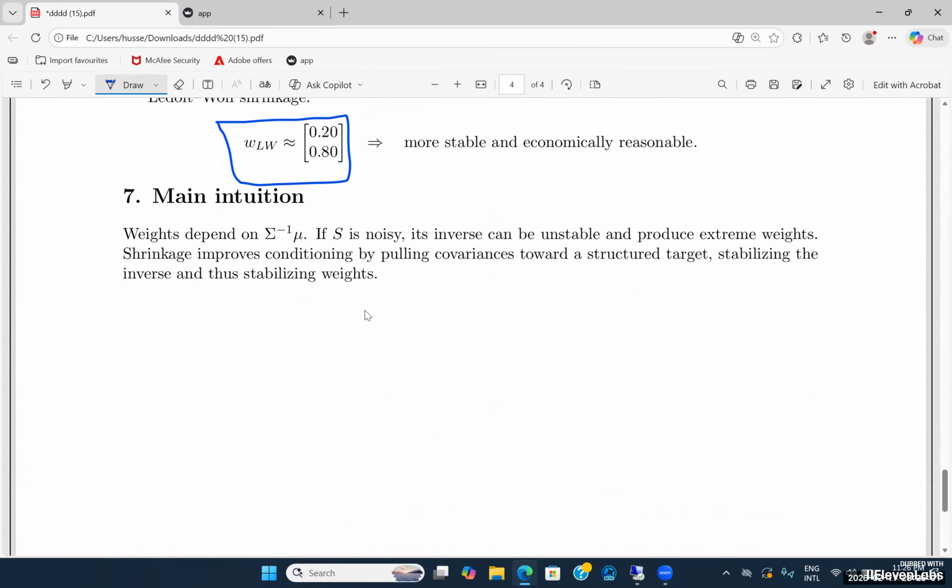So the main intuition here is that if our portfolio weights depend on the variance-covariance matrix, which is typically the situation in portfolio optimization and for most portfolio objectives, then we must rely on this variance-covariance matrix for our calculations. When the variance-covariance matrix is noisy or imperfectly estimated, its inverse can become quite unstable, which often leads to extreme and unreliable weights. Shrinkage, however, significantly improves this conditioning by pulling the estimated covariance towards a more structured and robust target. This effectively stabilizes the inverse matrix and consequently helps to stabilize the resulting weights.